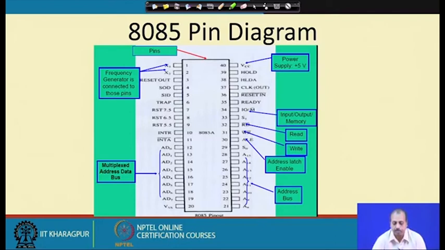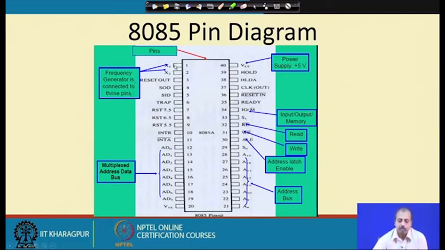As far as the 8085 pin diagram is concerned, here it is. It is a 40 pin chip, as I have said, so the pin numbers are 1 to 40. Out of that, pin numbers 1 and 2 are called X1 and X2. A frequency generator is connected to those pins.